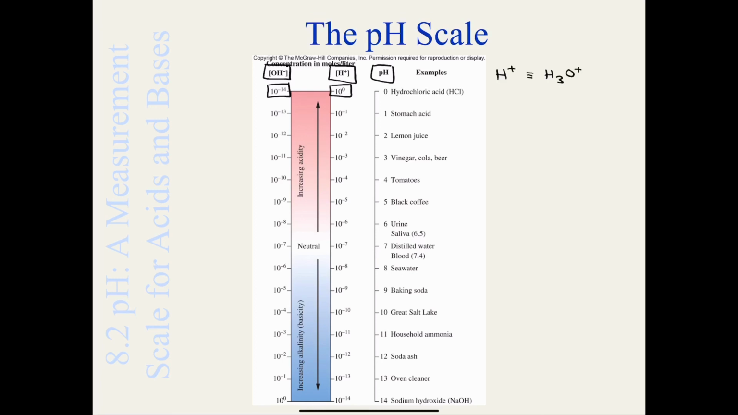When we have a very basic solution, the concentration of hydroxide will be very large, and again, based off of Kw, the concentration of hydronium will be very low. A pH of 7 is neutral. This is where the concentration of hydronium and the concentration of hydroxide are equal to each other.